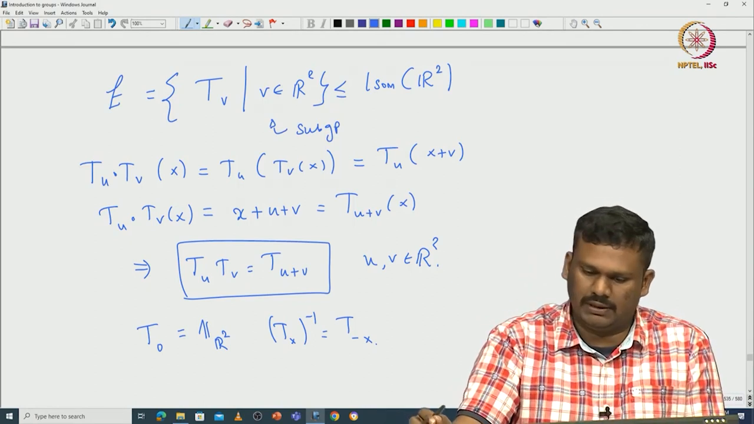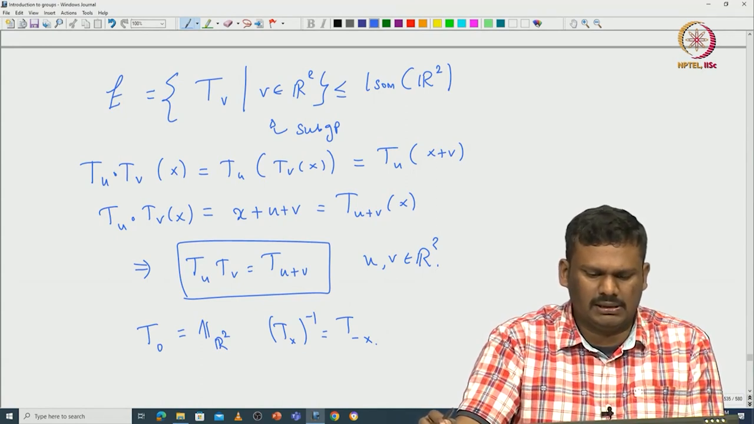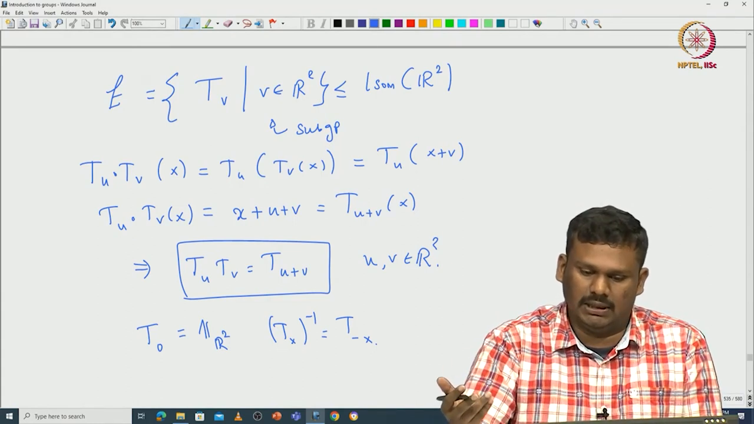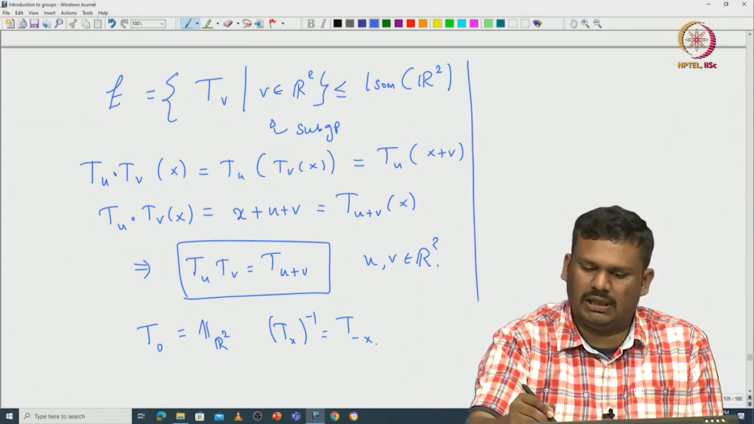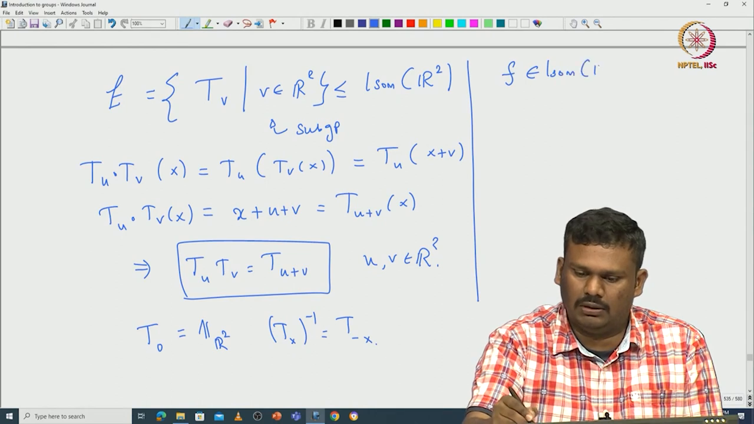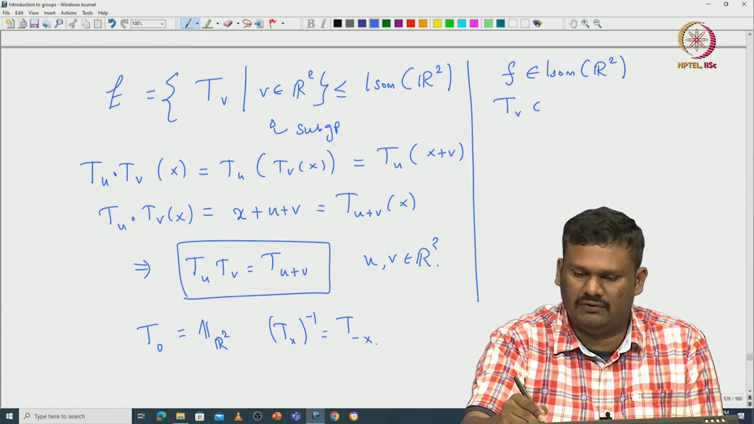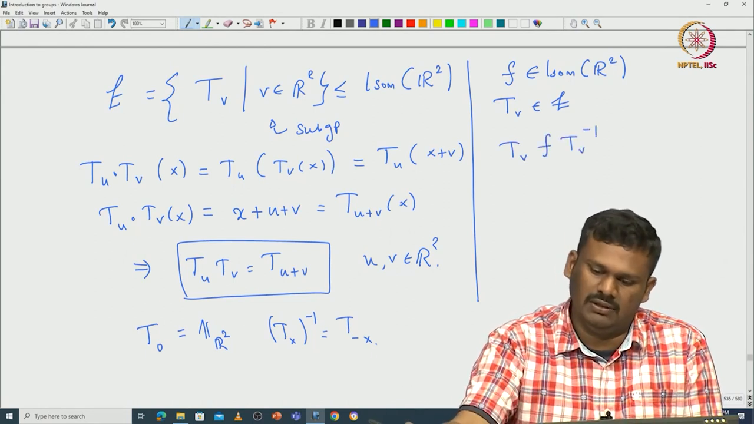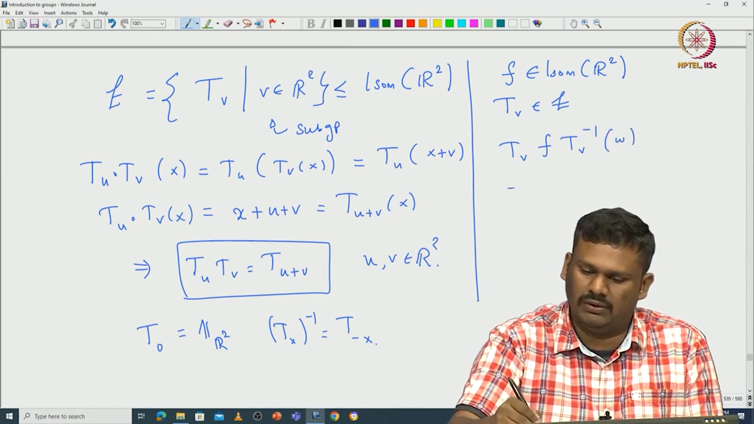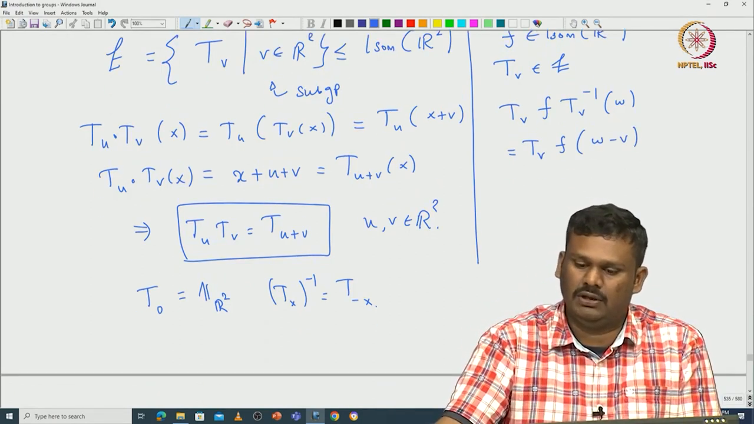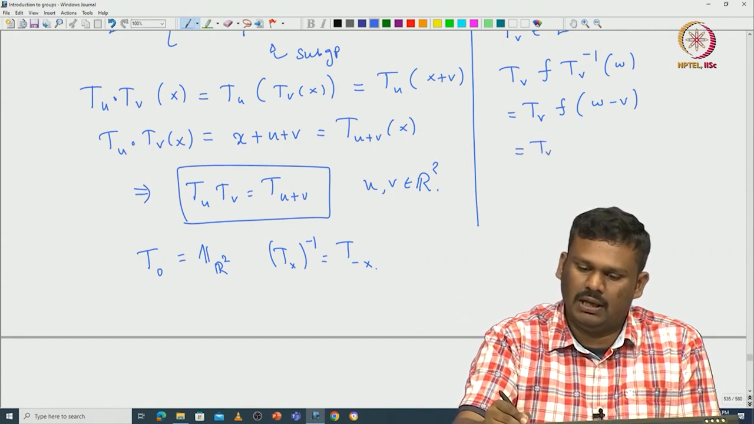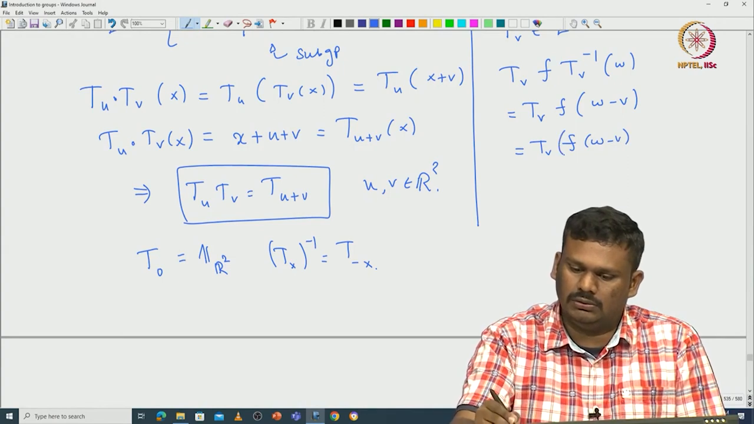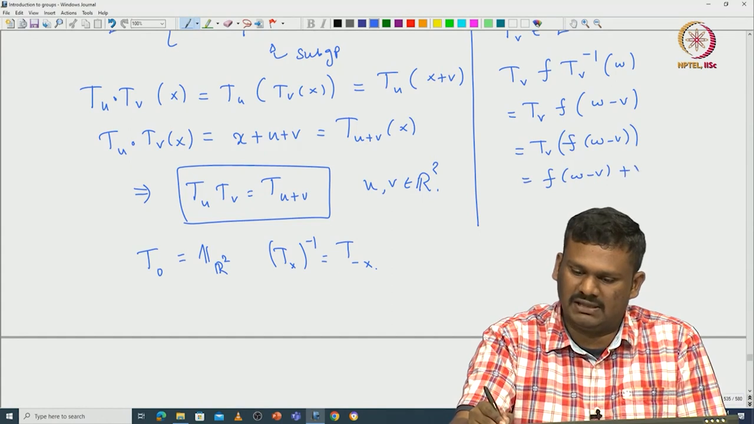So there are many interesting subgroups. Now let us see how these translations interact with the other isometries. For example, you start with some isometry F from the isometries of R2, and then you take a translation T_v from this T. Now I want to take this conjugation T_v F T_v inverse and see what it is. You apply this on some w and calculate what happens. This is T_v F of (w minus v), because T_v inverse is T_(-v). So this is exactly equal to T_v of F of (w minus v), which is F of (w minus v) plus v.